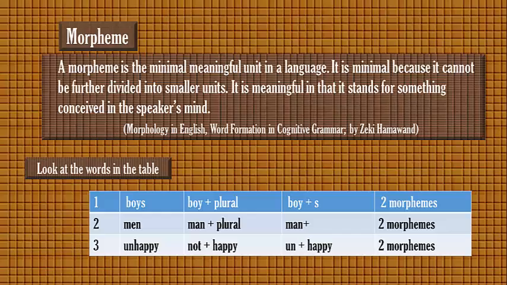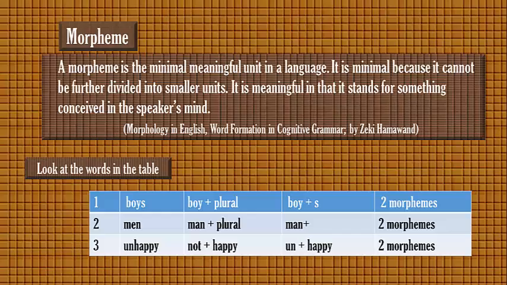In the second row, men. And this word carries two morphemes too, because of the morpheme man and the concept of plurality. But like in boys, the plural morpheme has been represented by S, here the plural morpheme has no phonological or physical representation in this case. So in total there are two morphemes.